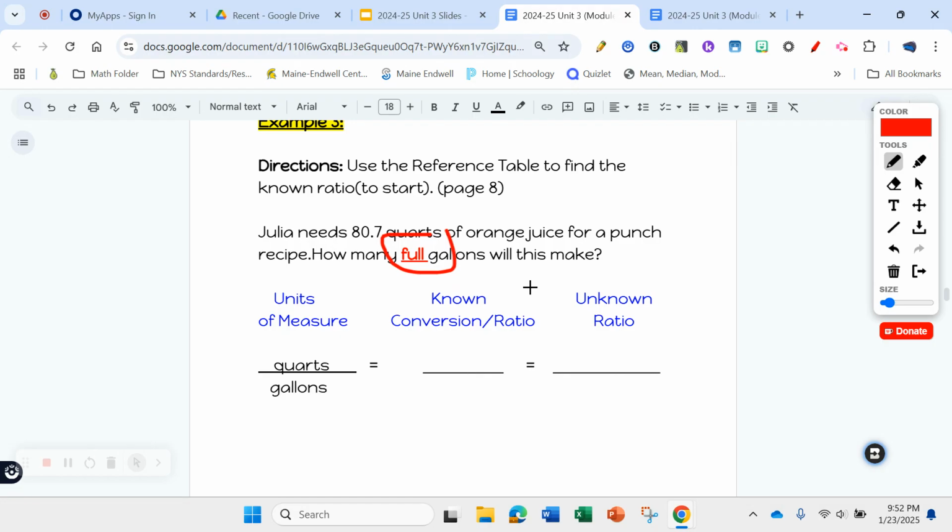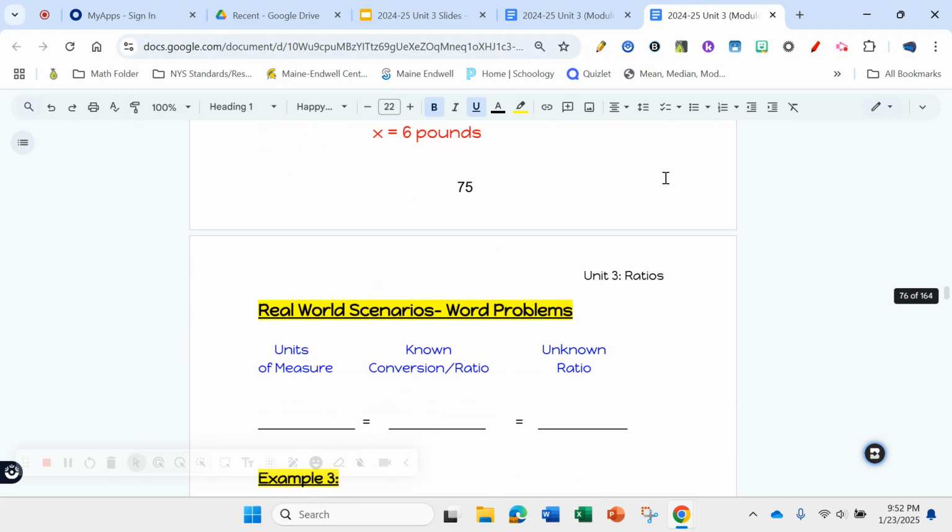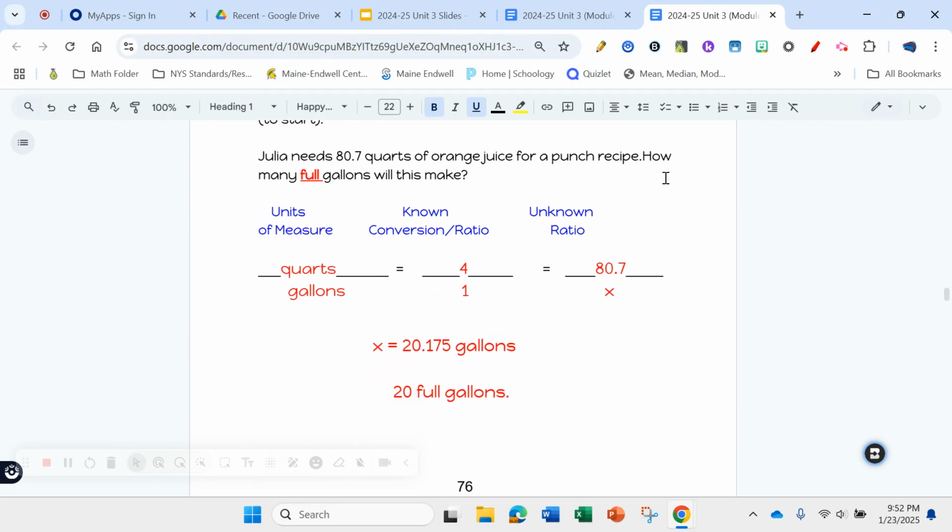So I'd like you guys to go ahead and solve page 76. Again, to get this ratio, you need page 8. So pause the video and solve this question on page 76. Here is your answer.